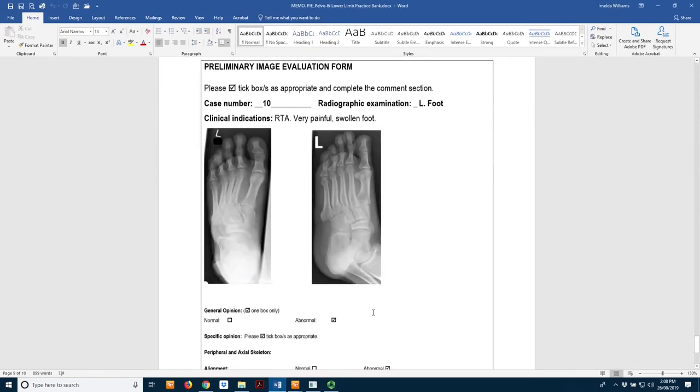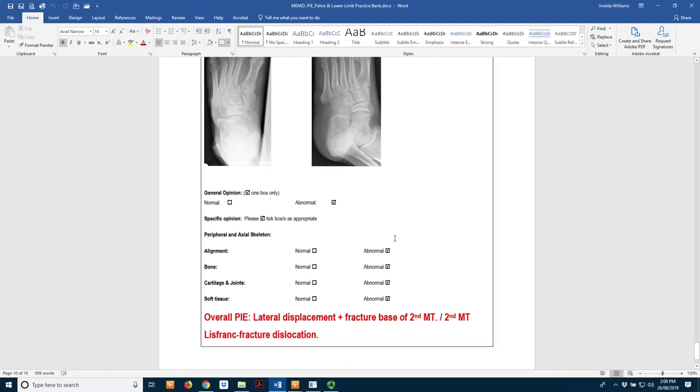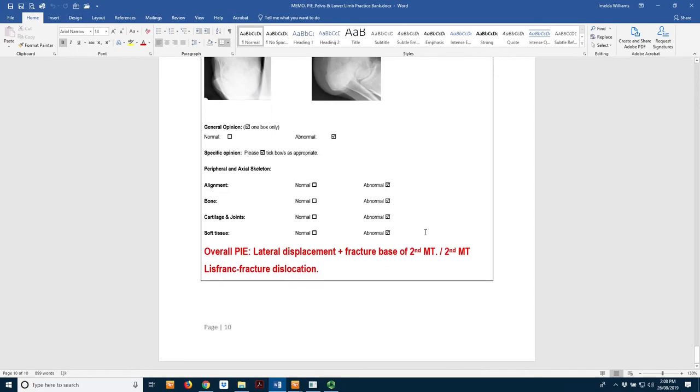So then in the final case, it is abnormal. The alignment is abnormal because of the dislocation. The bone is abnormal because of the fracture at the base of the second metatarsal. It involves the Lisfranc joint, and then there's also a significant soft tissue swelling. So overall, there's lateral displacement as well as a fracture at the base of the second metatarsal. This is quite typical of a Lisfranc joint dislocation, and typical to the second metatarsal.